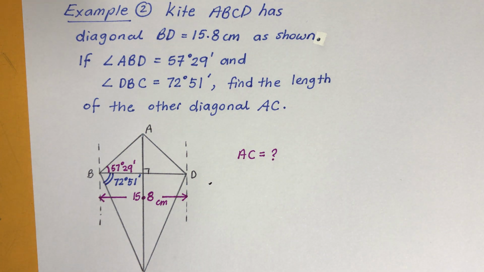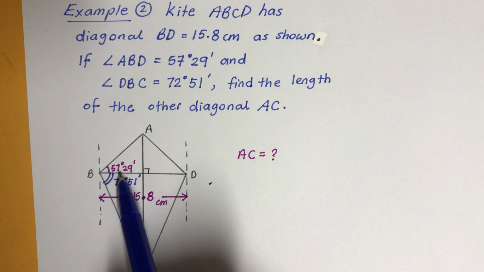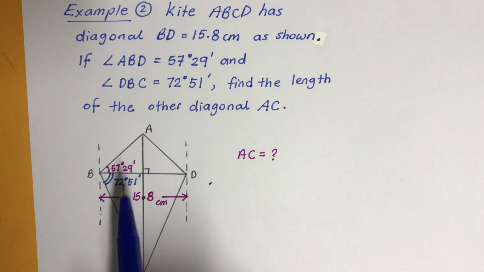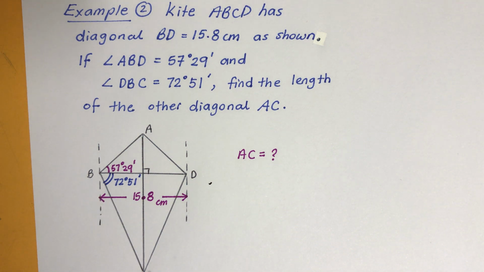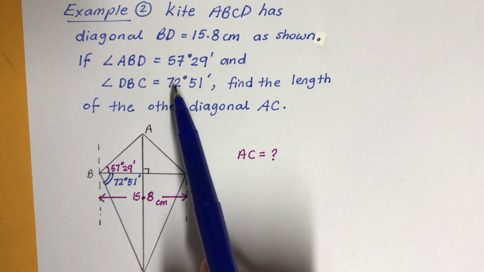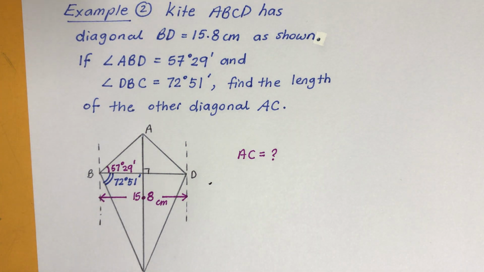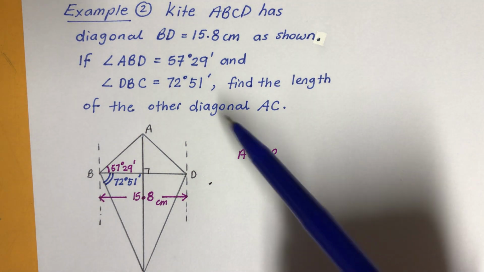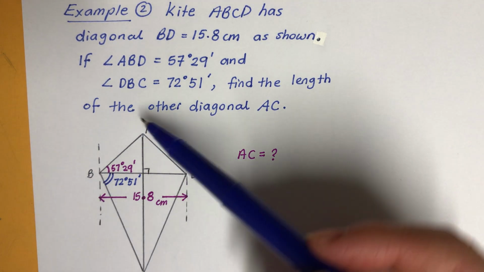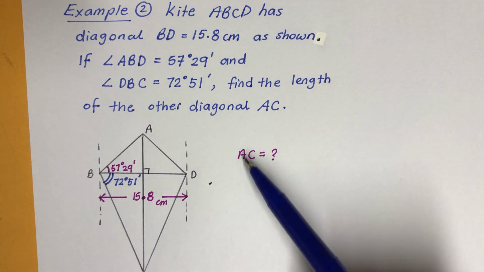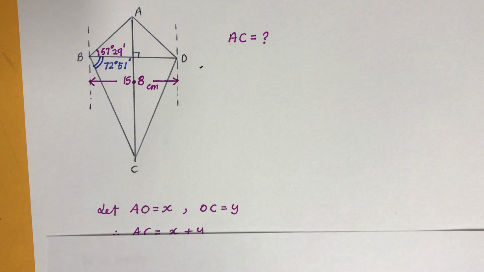And if angle ABD is 57 degrees and 29 minutes, and DBC, on the bottom here is C, the angle is 72 degrees and 51 minutes. Find the length of the other diagonal AC, because this one was 15.8, and so this one is what we have to find, AC. Okay, let's have a look.